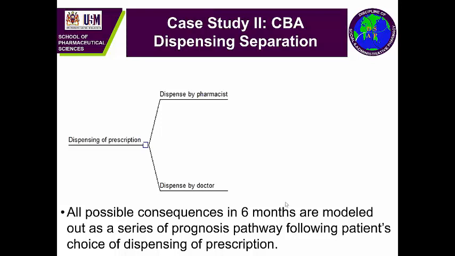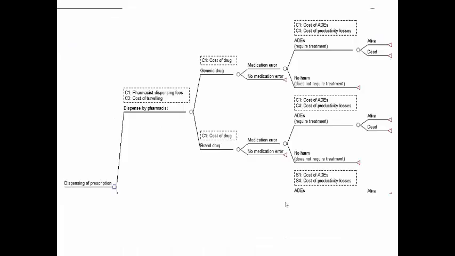This technique is what we call decision modeling. In this study, we simulate whether a prescription is dispensed by a pharmacist or a doctor, and each of these decisions would result in either a generic drug or a branded drug being dispensed, and whether a medication error occurs, and whether that medication error results in an adverse drug reaction that would lead to the patient either surviving or dying.